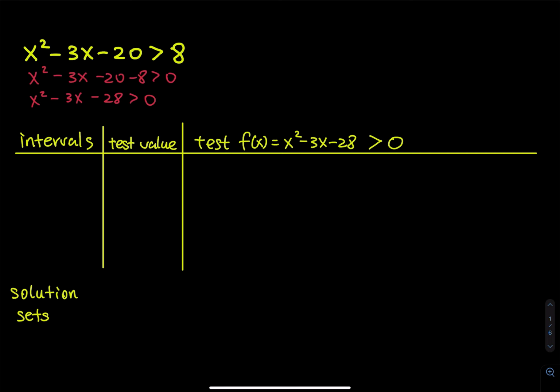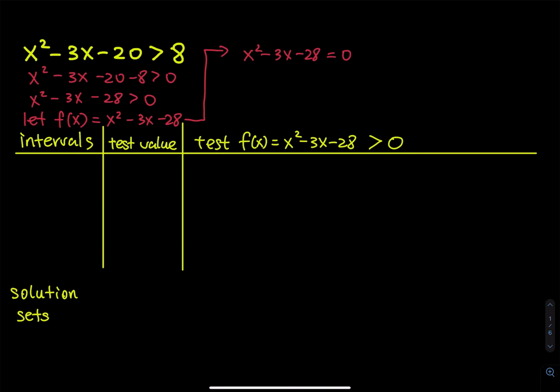I am going to call the left hand side a function. So we are going to let f of x equal x squared minus 3x minus 28. This is the function that we are going to be working with. Moving on, I am going to let the function equal 0. I know this problem has a function greater than 0, but I am going to let the function equal 0. So we write x squared minus 3x minus 28 equals 0.